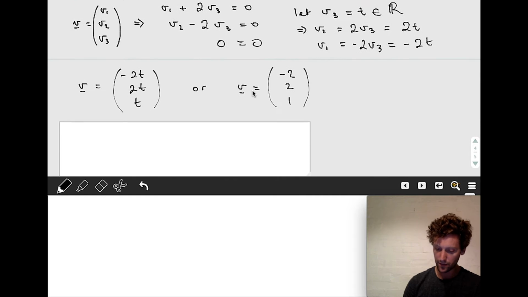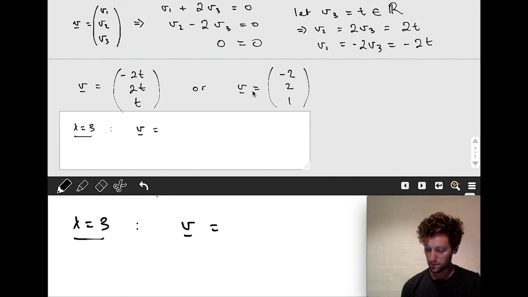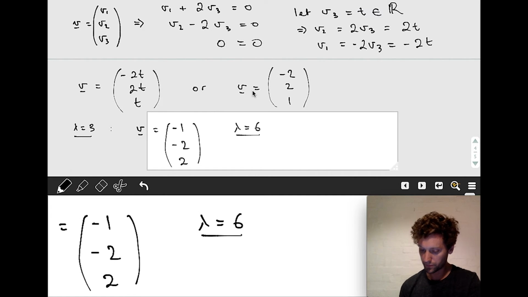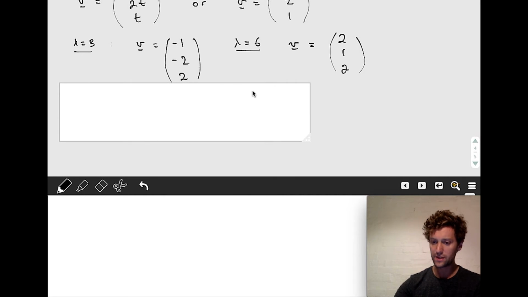Now I'll let you try and solve for the eigenvectors of lambda equal to 3 and lambda equal to 6. I'll give you the solutions. For lambda equal to 3, the eigenvector is (-1, -2, 2). And for lambda equal to 6, the eigenvector is (2, 1, 2). And I showed that explicitly in the solution set. Okay, so now we have all of the eigenvalues and eigenvectors.